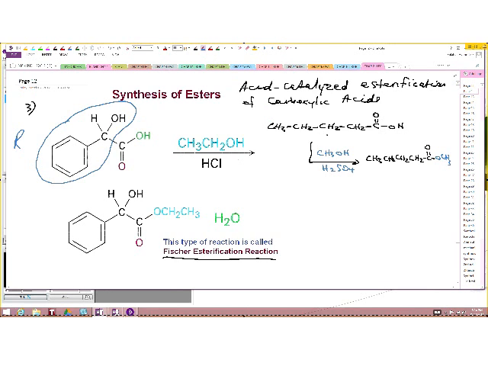Or this could be your R group, okay? Just to make things easy for ourselves at this point. So what I want to do here, I want to use a generic carboxylic acid.